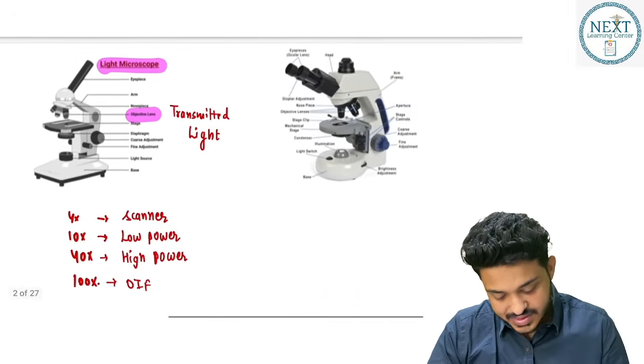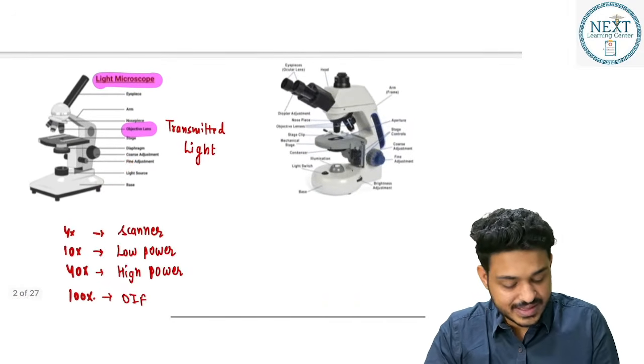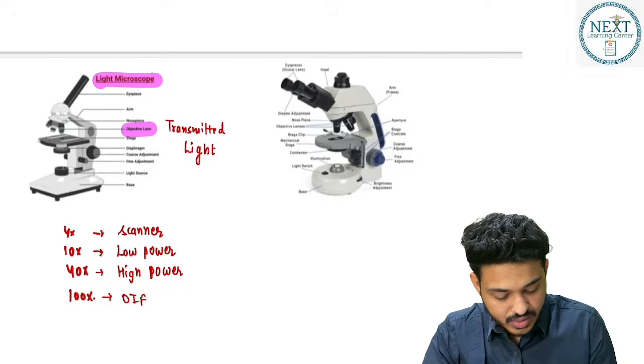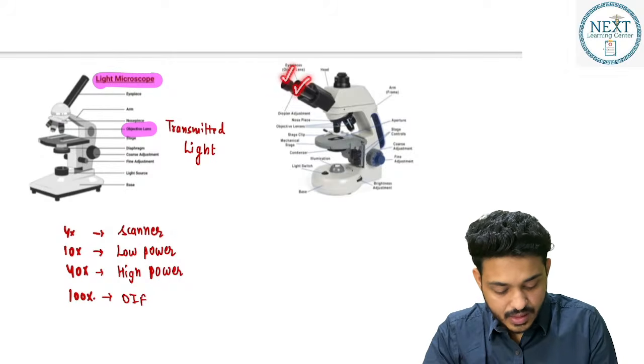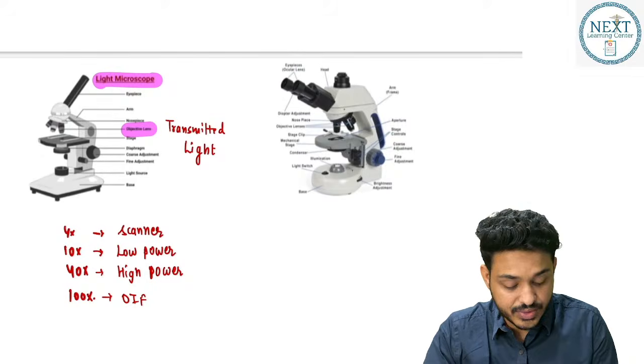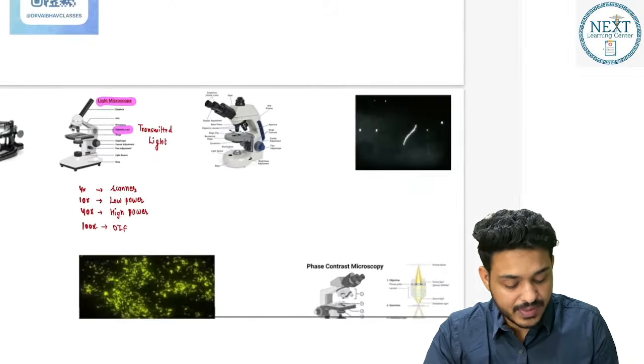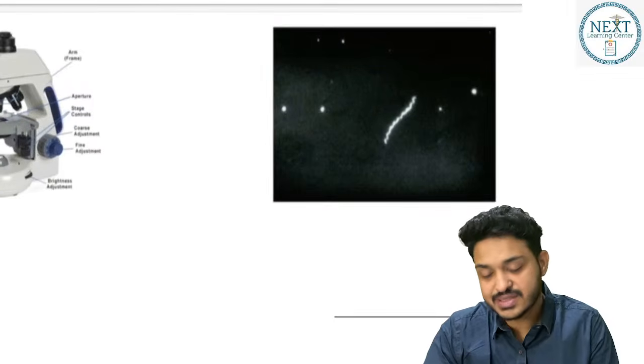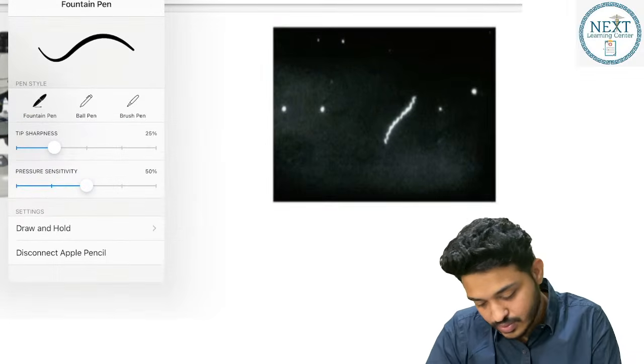Okay, so this is your normal simple microscope. This is your binocular microscope. These are your two eyepieces through which you are going to look at the picture. This is your binocular microscope, right? What is this kind of microscopy? This is your exam question. This kind of microscopy is known as what?